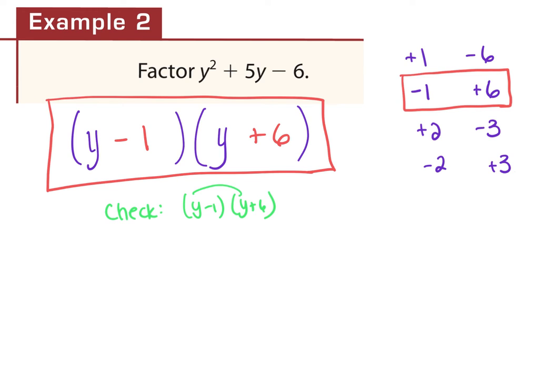My first term is Y squared plus 6Y minus 1Y minus 6. When I combine those terms, I get a positive 5Y and negative 6. Yes, that is my answer. Everybody see what we're doing here? All right, let's look at the next one.